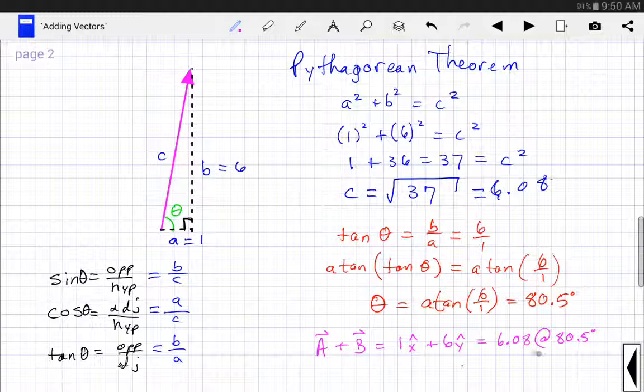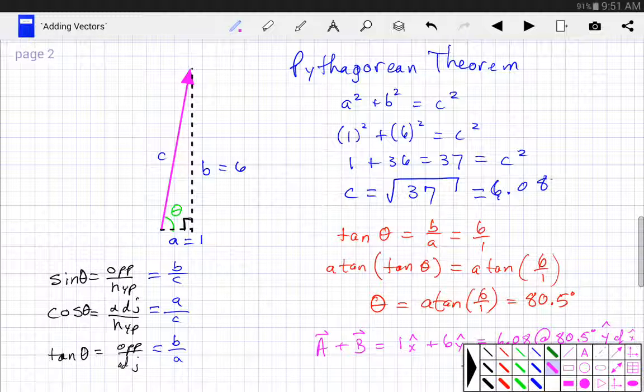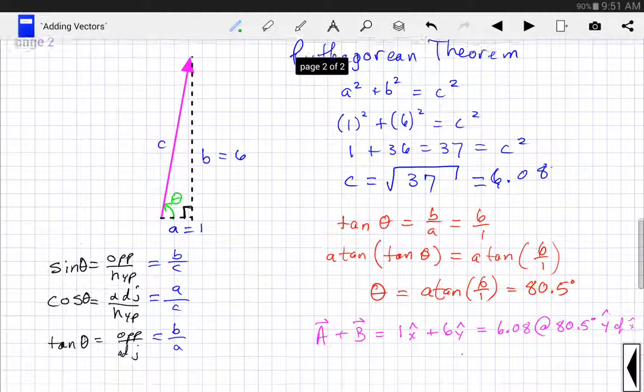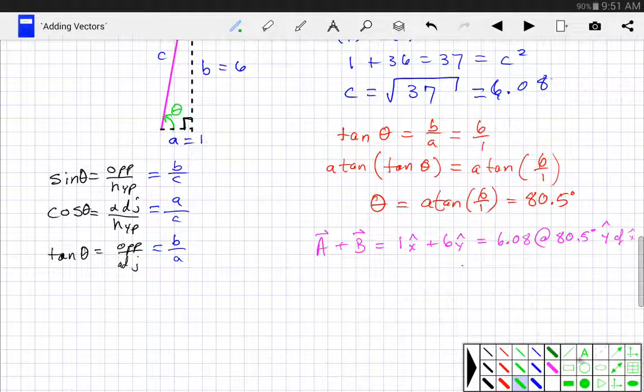80.5 degrees. Now 80.5 degrees is technically not enough, because it could be 80.5 degrees clockwise from this line here. So I have to say something to give me a direction. So I generally put y of x. That is, it's going in the direction toward the y-axis, starting at the x-axis. So here we see the complete addition.